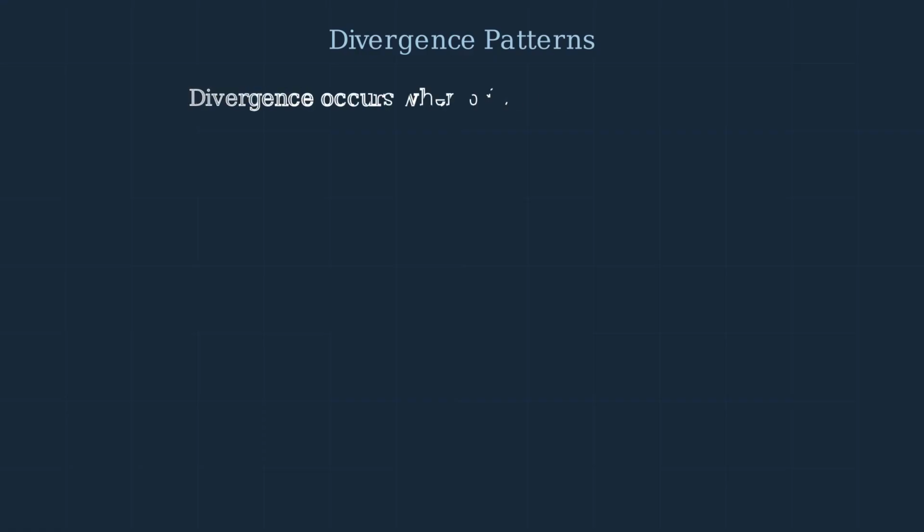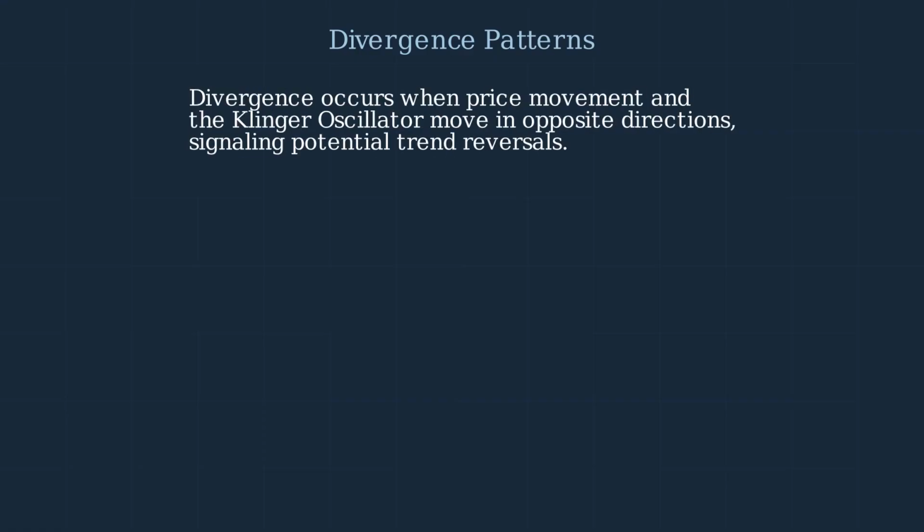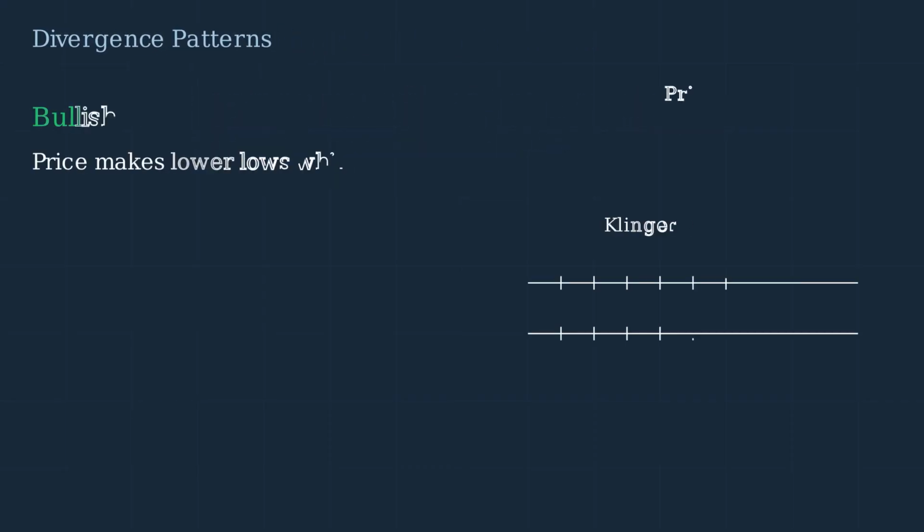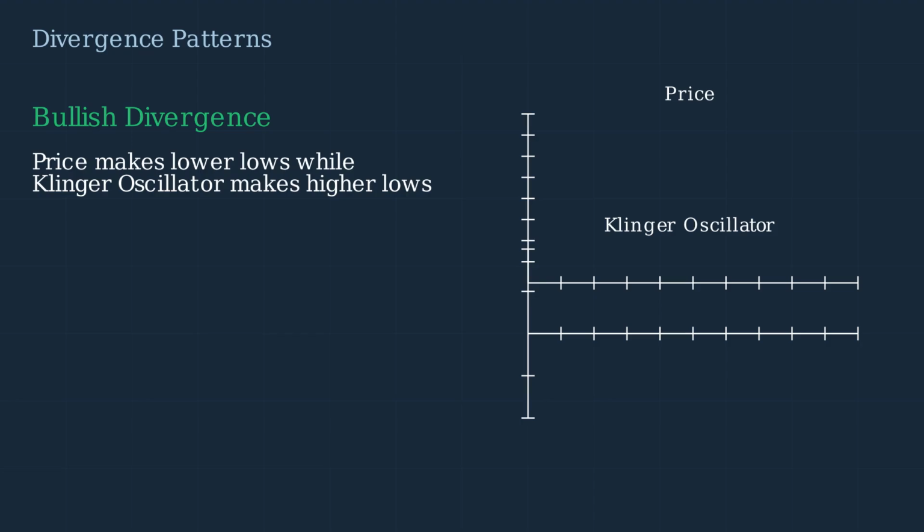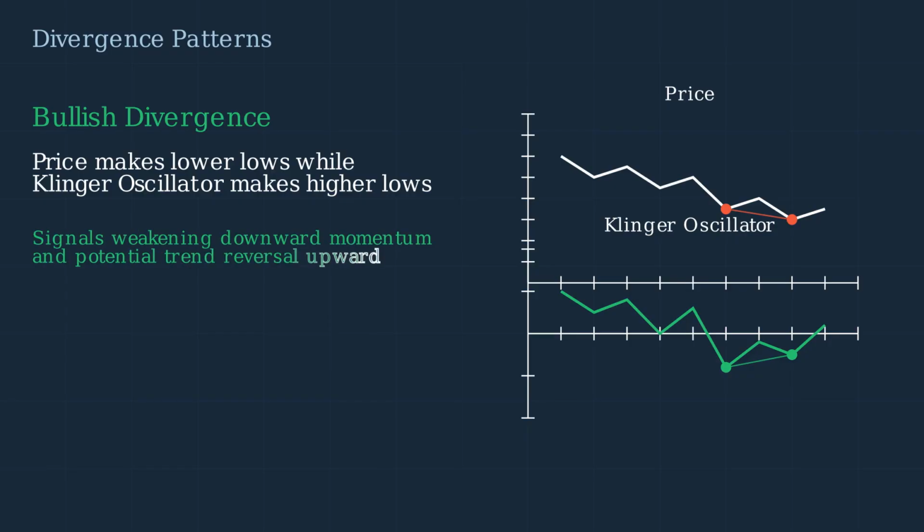Divergence patterns are powerful signals that occur when price movement and the Klinger oscillator move in opposite directions. In bullish divergence, the price makes lower lows, while the Klinger oscillator makes higher lows. This creates a bullish divergence pattern. Notice how the price makes lower lows, while the oscillator shows higher lows, indicating weakening downward momentum. This bullish divergence suggests that the downward momentum is weakening and a potential upward trend reversal may occur.